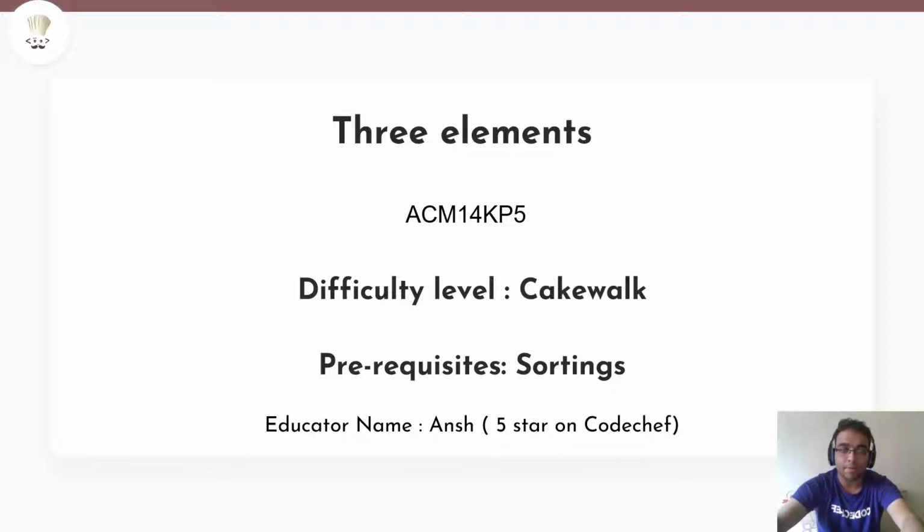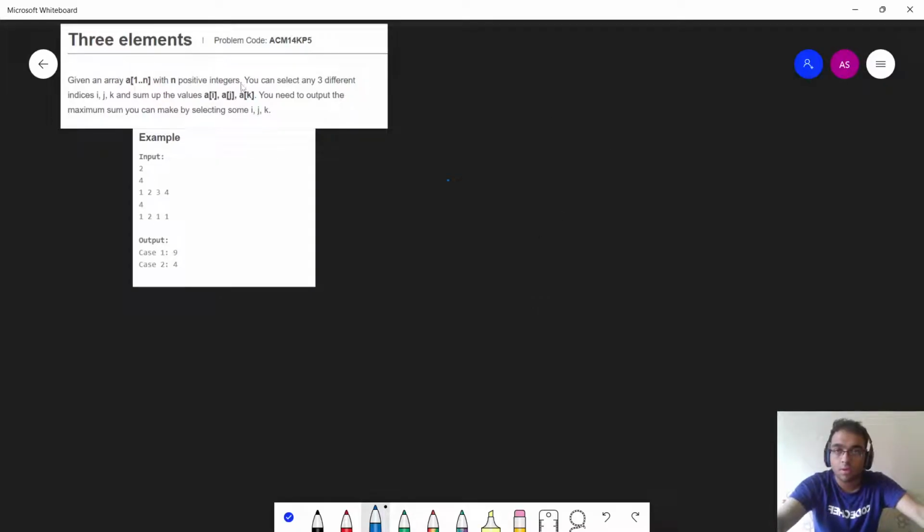Let's proceed to the problem statement. Okay, now let us try and understand the problem statement. 3 elements. Given an array of a1 till n with n positive integers, you can select any 3 different indices i, j, k and sum the values of ai, aj and ak. You need to output the maximum sum that you can make by selecting some values of i, j, k.